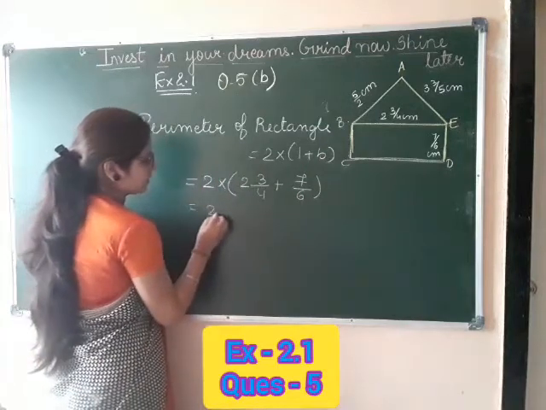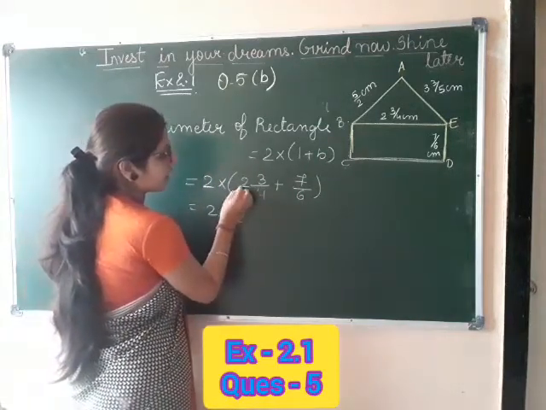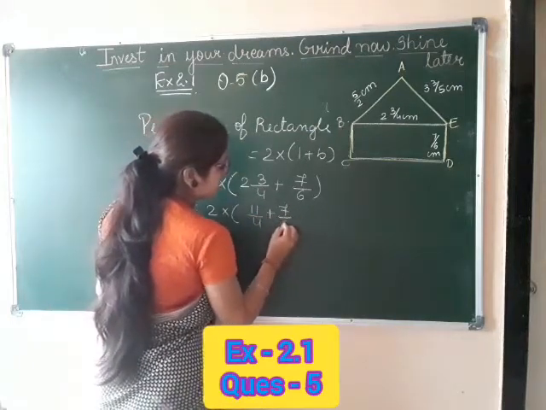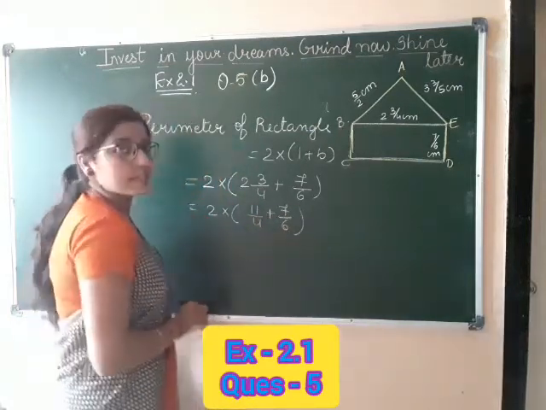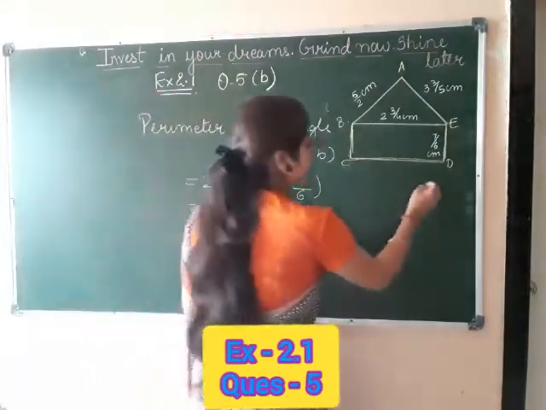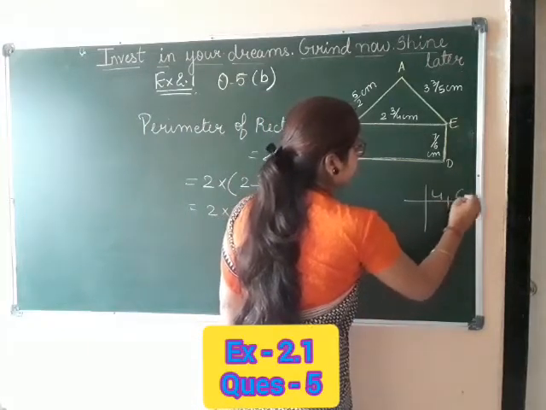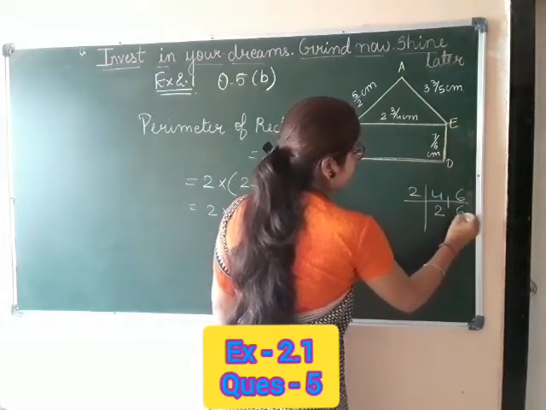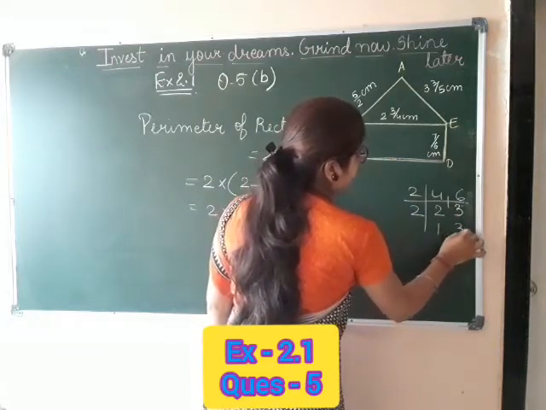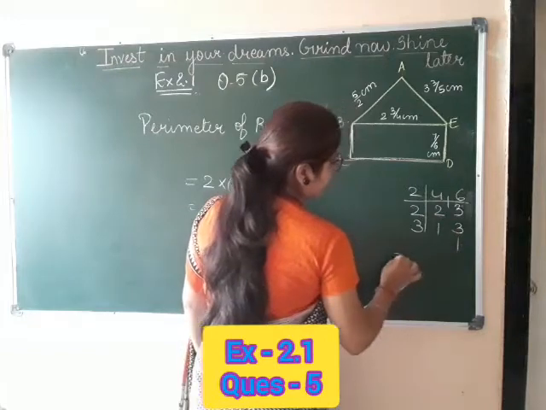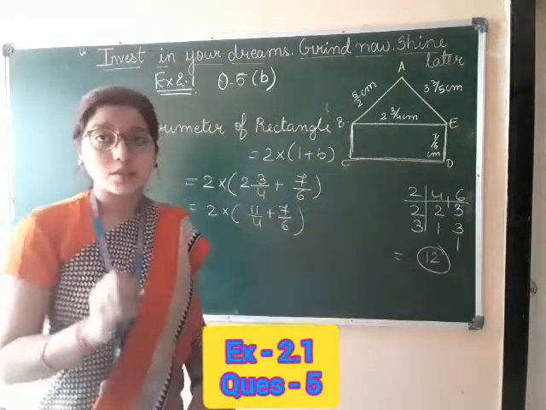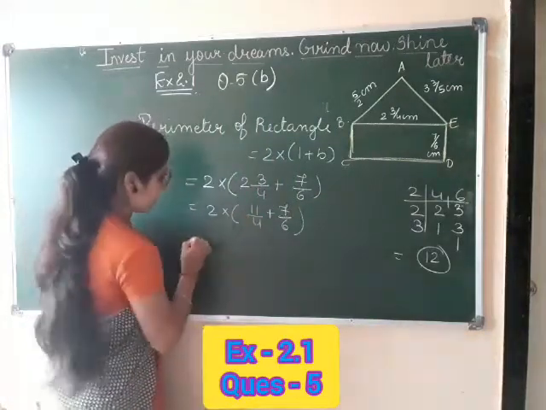Convert this: 4 twos are 8, plus 3 is 11 upon 4, plus 7 upon 6. Again, 4 and 6, the denominator is different. That means you have to take the LCM. LCM of 4 and 6: 2 ones are 2, 3 as it is, 3 ones are 3, 3 twos are 6, 6 twos are 12. We got LCM 12.